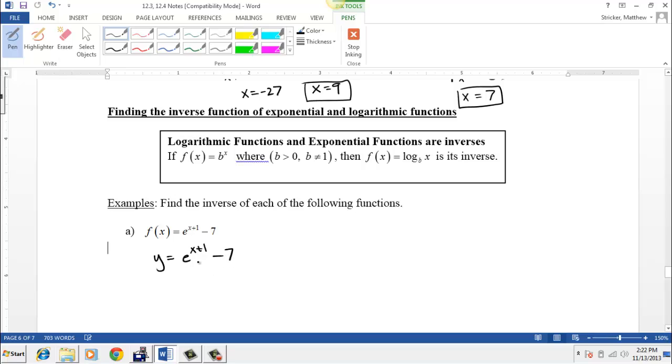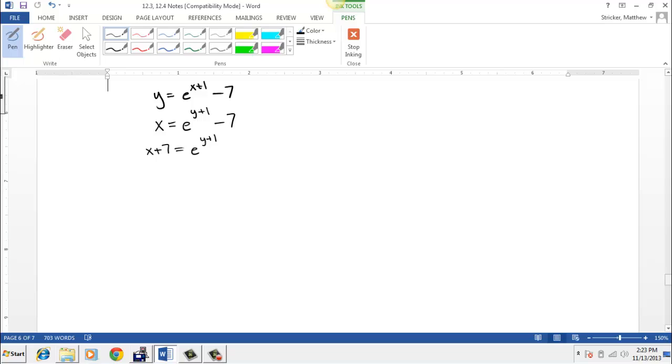And then once we've done that, we can switch the x's and the y's, so x equals e to the y plus 1 minus 7. And then we want to try to solve for y. So we add the 7 to the other side, we get x plus 7 equals e to the y. And now what? Now we're stuck. We're in exponential form and we're stuck, so we turn to log form. Or we can try that little trick of taking the ln of both sides.